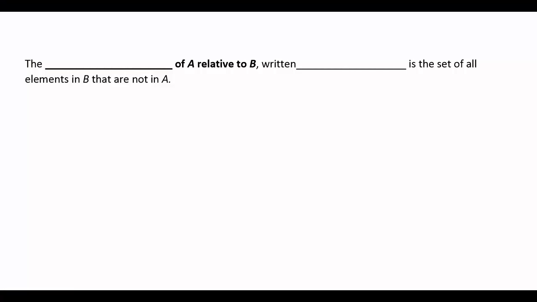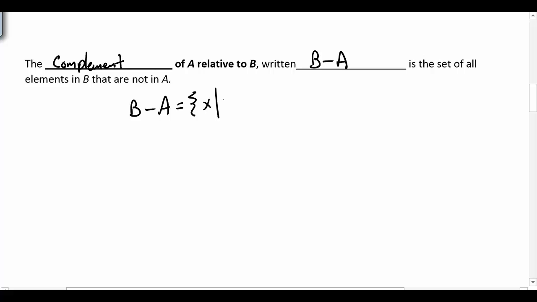All right, the complement of A relative to B, so let me write this out here. Complement of A relative to B, written as what looks like B minus A, is a set of all elements that are in B and not in A. So B minus A is any number such that that number is an element of B and an element of not A.